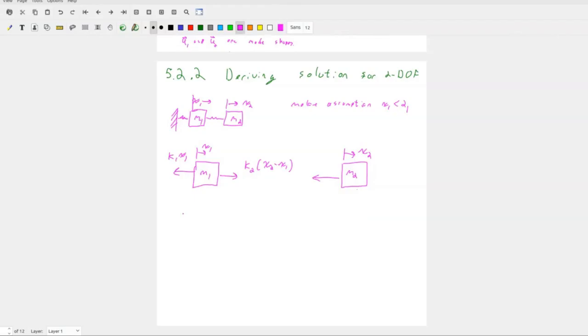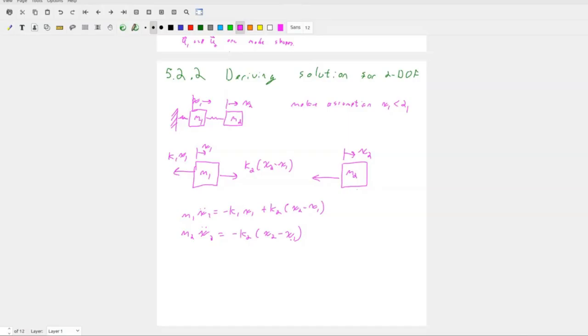And so for the first mass, I have M1 x1 double dot equal to negative K1 x1 plus K2 times x2 minus x1. M2 x2 double dot is equal to negative K2 times x2 minus x1. So I have a little bit of x1 and a little bit of x2 in each equation, right?